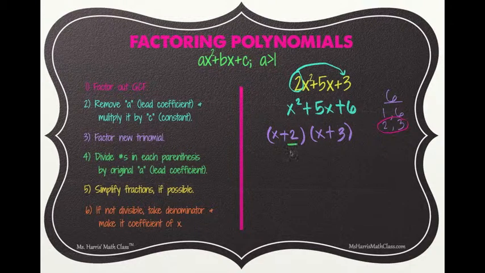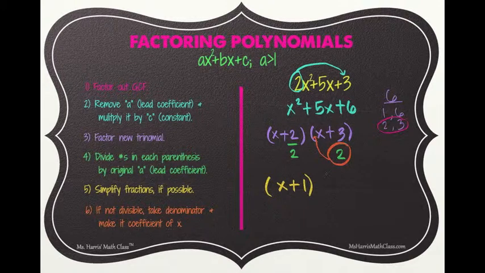Next, we'll divide those factors by our original lead coefficient of 2. We can simplify the fraction 2 halves, which gives us the factor x plus 1. Since we cannot simplify the fraction 3 halves, we move the denominator 2 so that it becomes the coefficient of the variable x, giving us the factor 2x plus 3. The factors of 2x squared plus 5x plus 3 are x plus 1 and 2x plus 3.